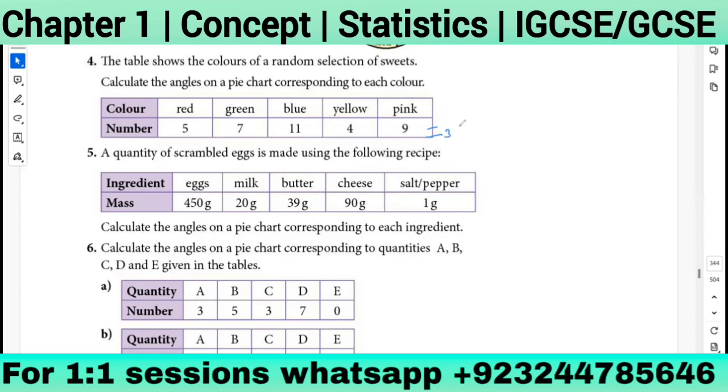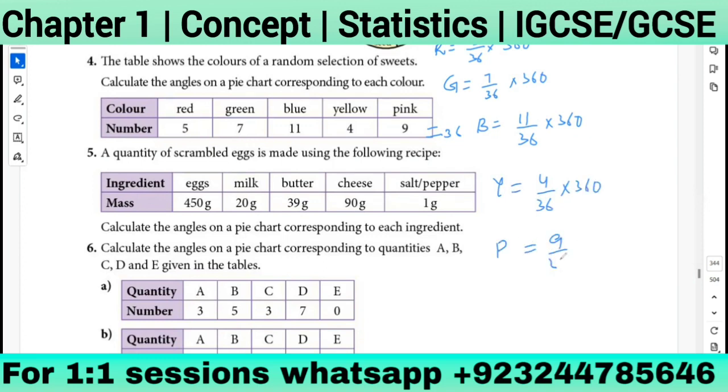It's going to be 36. So now you will find for red color, it would be 5 by 36 into 360. Do the calculations. For green color, 7 by 36 into 360. Are you getting how I got 36? Yes. For yellow color, 4 by 36 into 360. For pink color, 9 by 36 into 360. Okay. Tell me the answers for everyone.